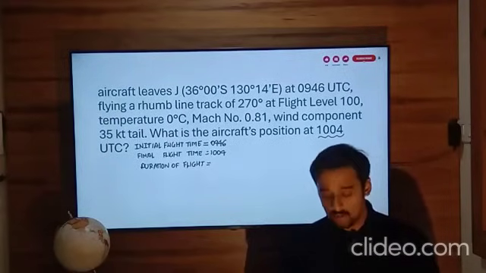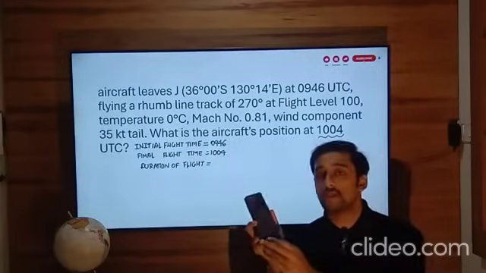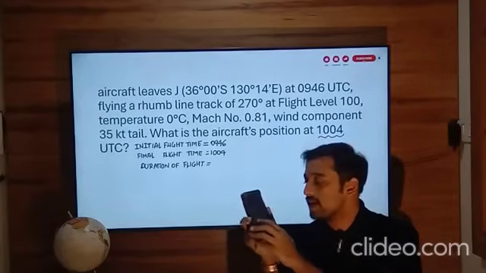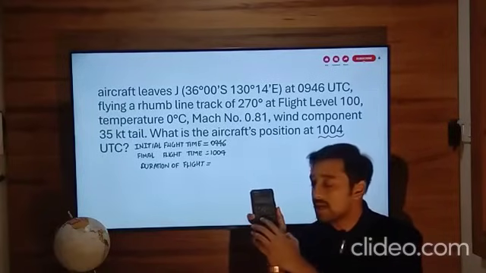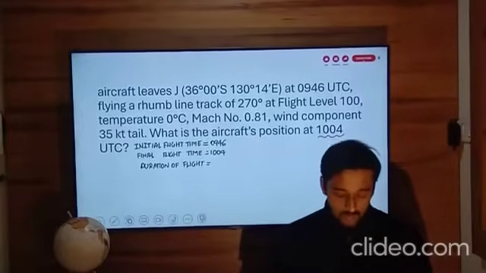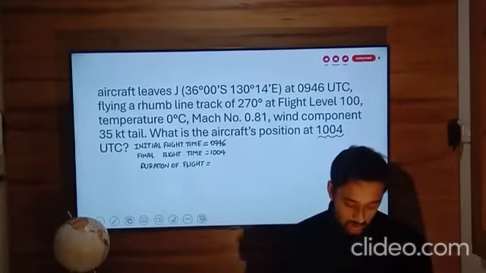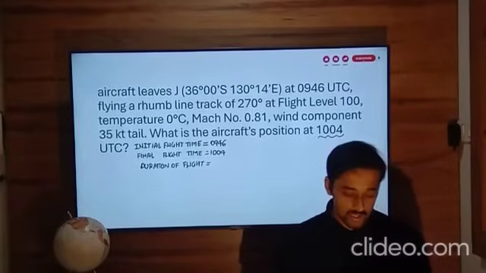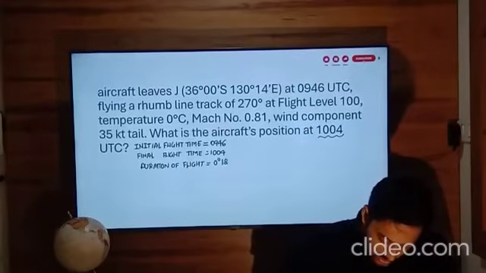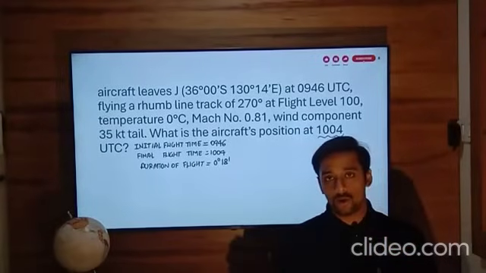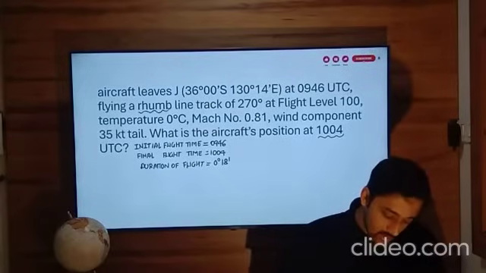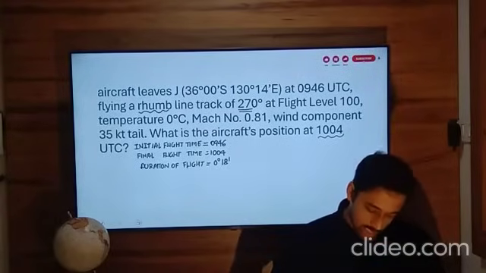So how to put hours and minutes is that you put 10, then there is a degree and minutes button. So total duration of flight will be 10 hours 4 minutes minus 9 hours 46 minutes. That is a duration of only 18 minutes. So that means you have flown that flight for a total of 18 minutes. Now you are flying a rhumb line track of 270 degrees, westerly.